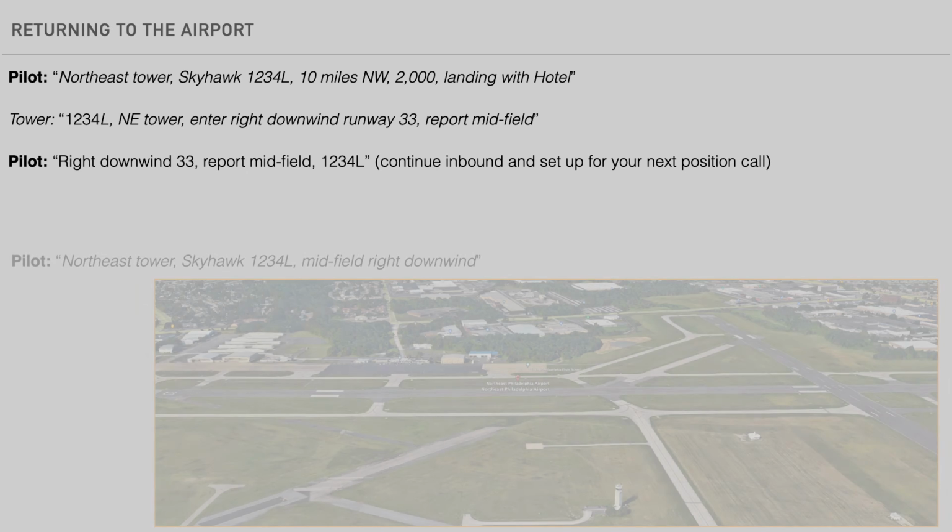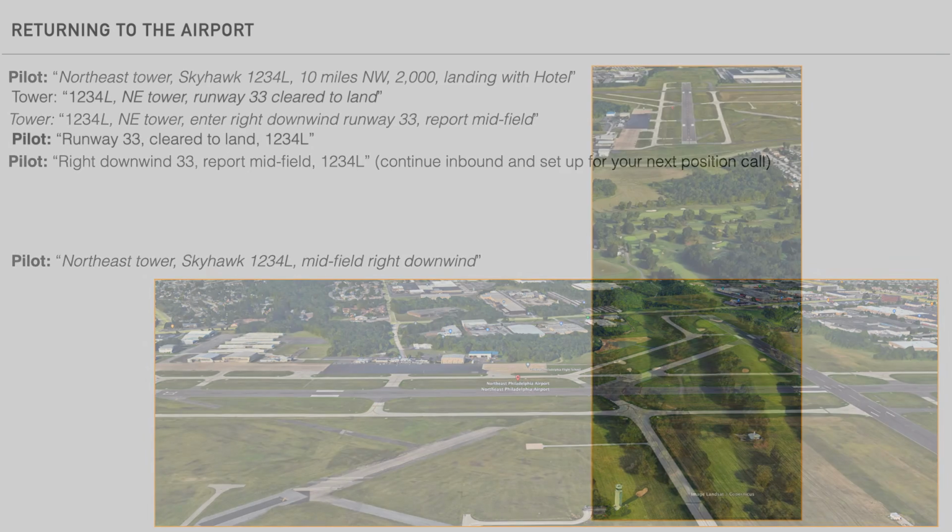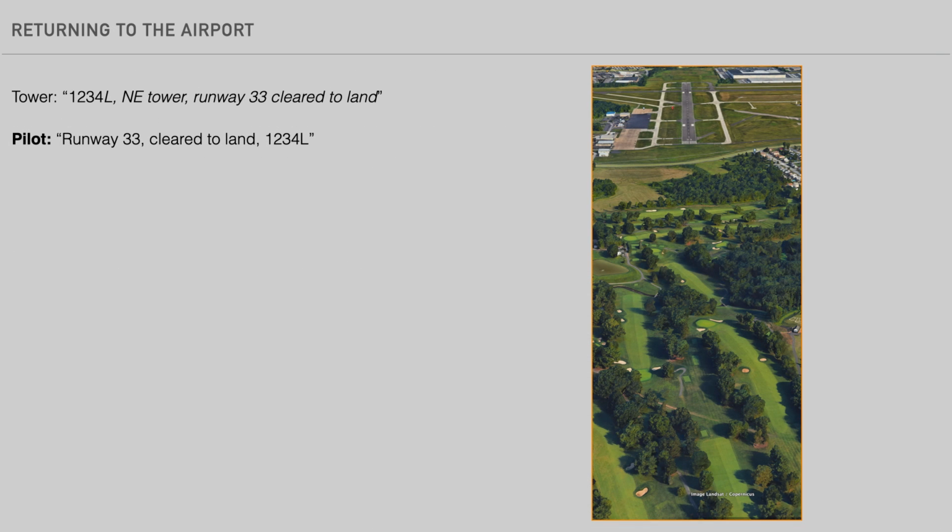You'll then continue inbound for your next position call. Once you're midfield, call the tower, "Northeast Tower, Skyhawk 1234 Lima, midfield, right downwind." Continue your pattern, or as instructed by the tower, at which point they should give you a clearance. "1234 Lima, Northeast Tower, runway 33, cleared to land." "Runway 33, cleared to land, 1234 Lima."